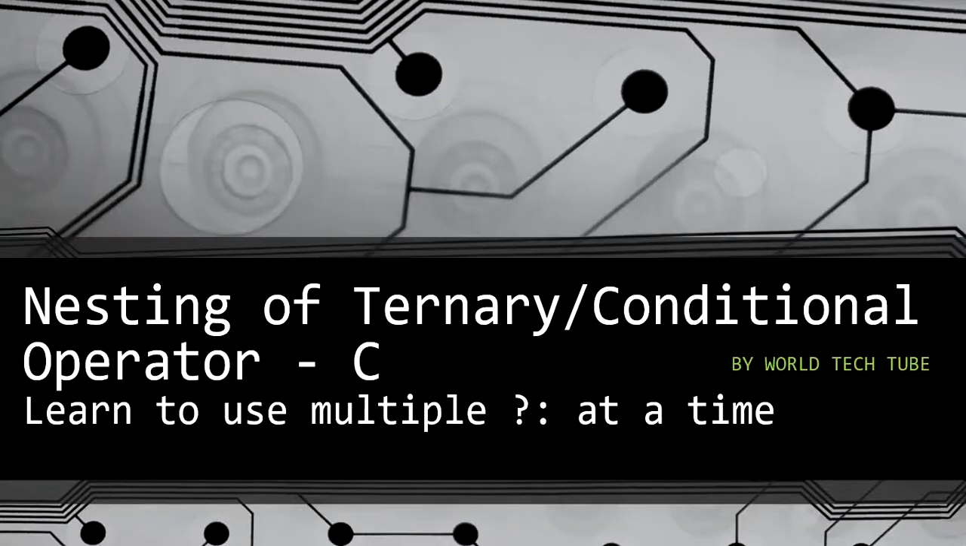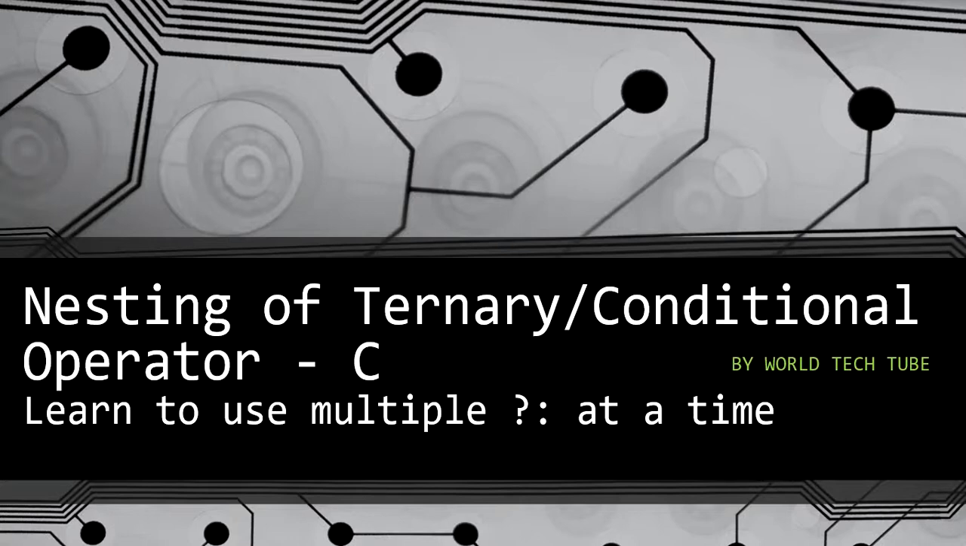So we have already seen what the ternary operator is and how we can utilize it in our C program. Just like we have used the nesting of if else and switch case, we can also use the nesting of the ternary operator on the basis of multiple conditions. Let us try to learn the use of multiple ternary operators at the same time.